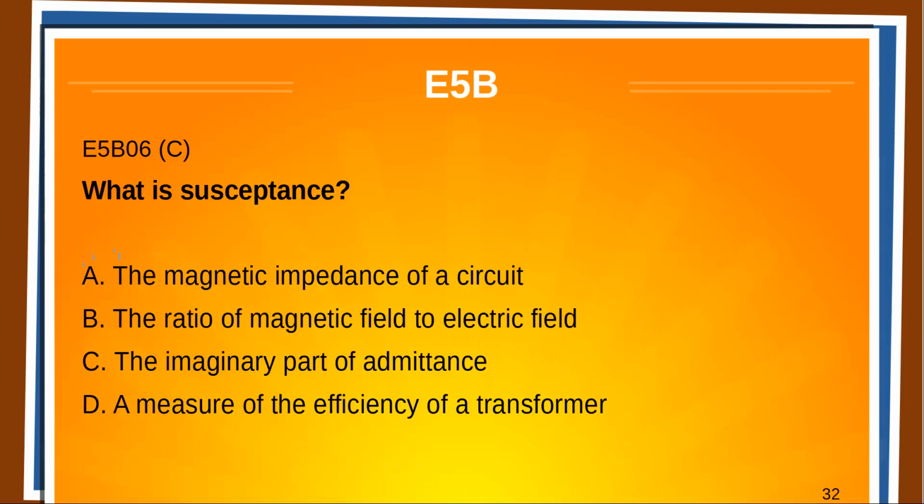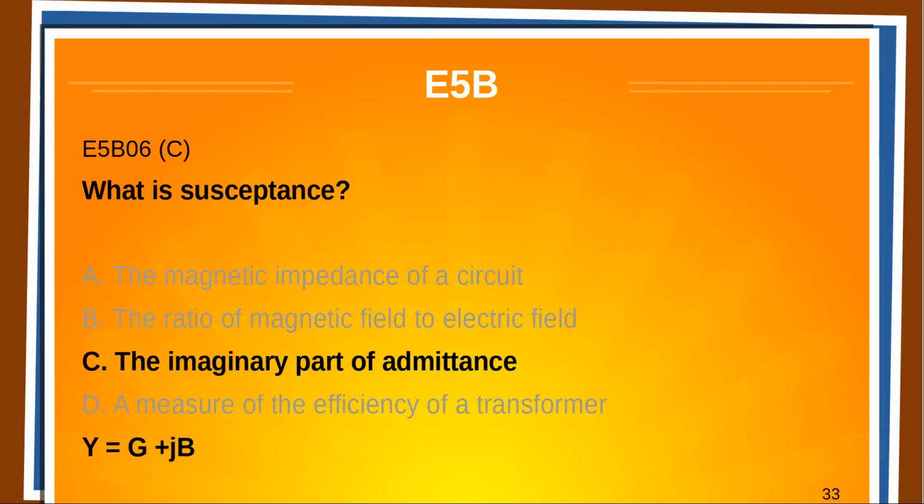What is susceptance? C. The imaginary part of it. So to try to remember those, impedance impedes the flow of current. So the reciprocal of that is admittance, it admits the flow of current. And resistance resists, conductance, which is the reciprocal of it, conducts. So the terms kind of make sense if you really think about it.